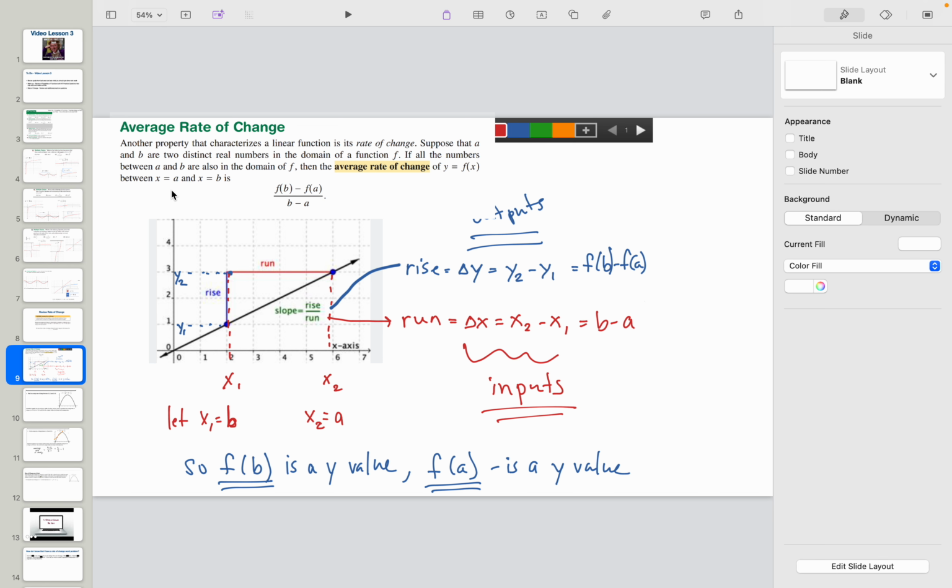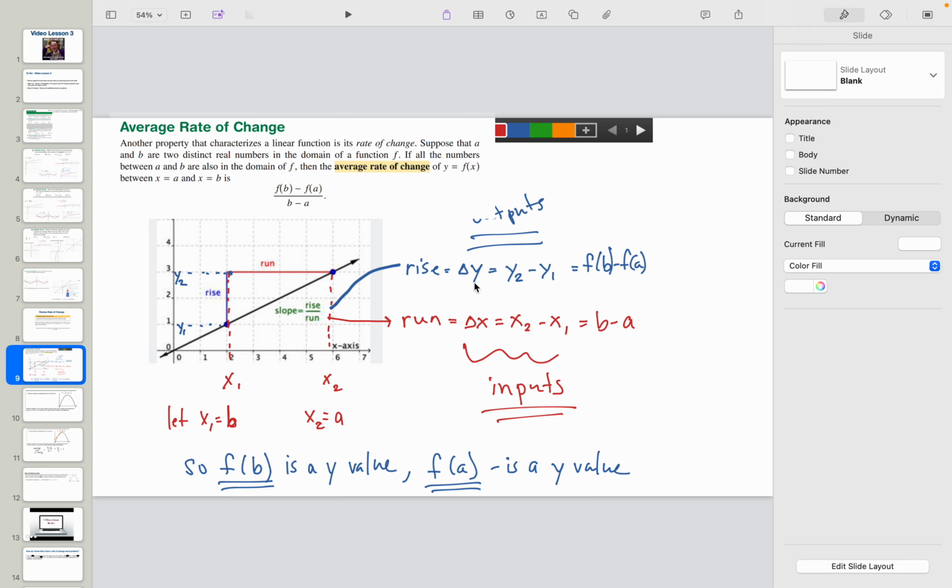You remember doing this since probably 6th or 7th grade. This rate of change, we can write it in a really crazy way. I want you to understand that when you see f of b minus f of a divided by b minus a, it's no different than when you saw rise divided by run.